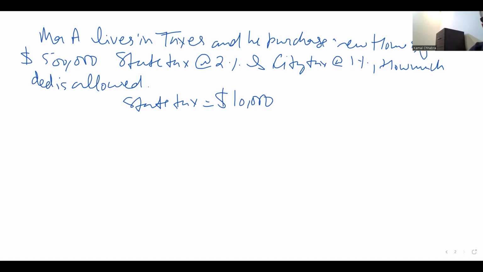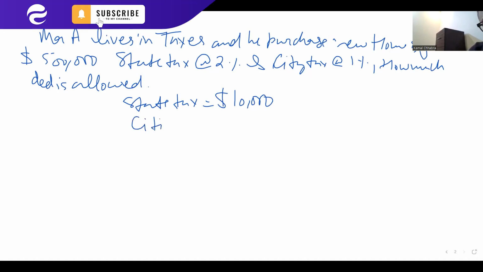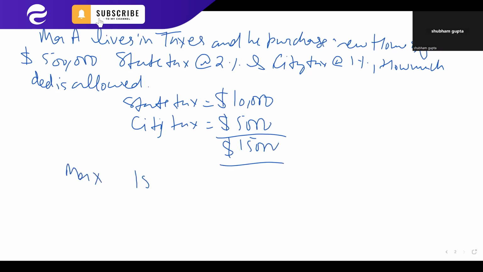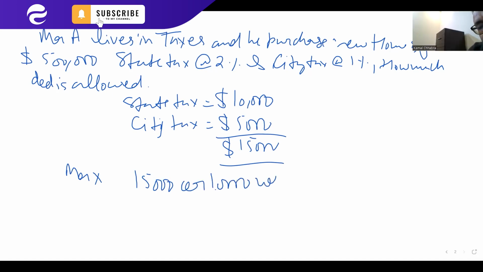$10,000 and city tax $5,000, right? Total he paid how much? $15,000. Maximum allowed is $15,000 or $10,000, whichever is lower. That is $10,000. Right? Make sense? Yes? No?